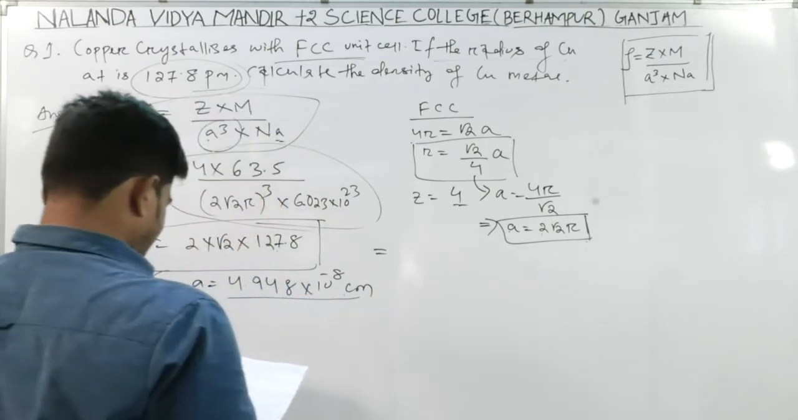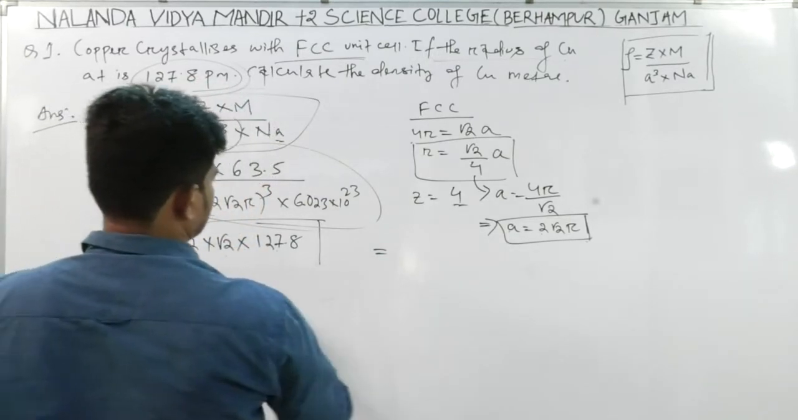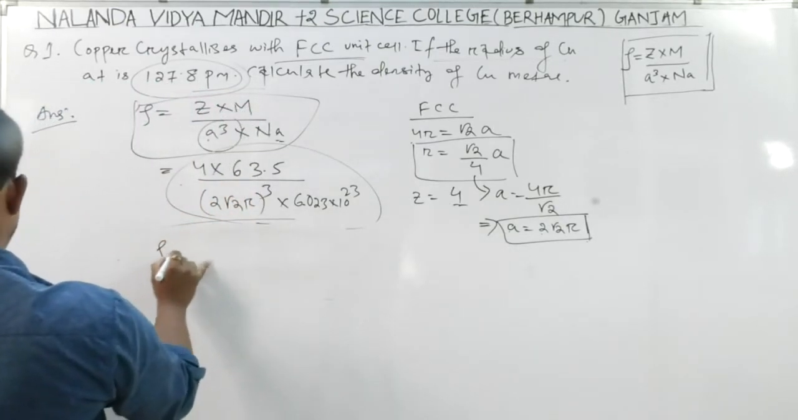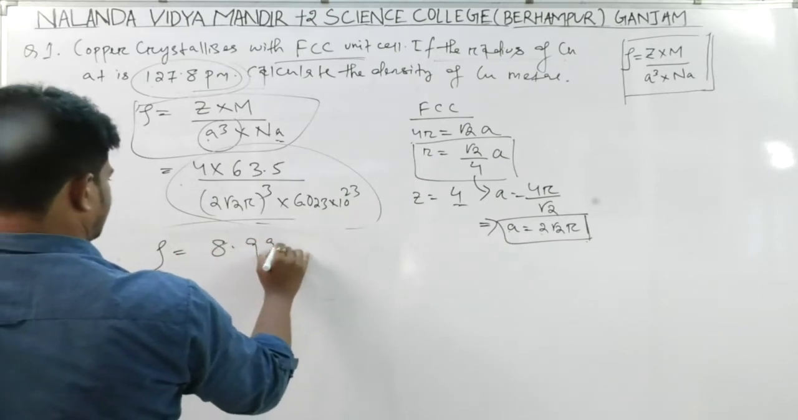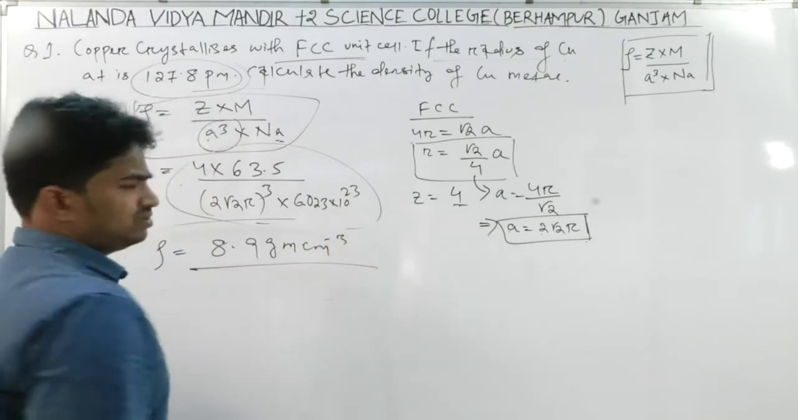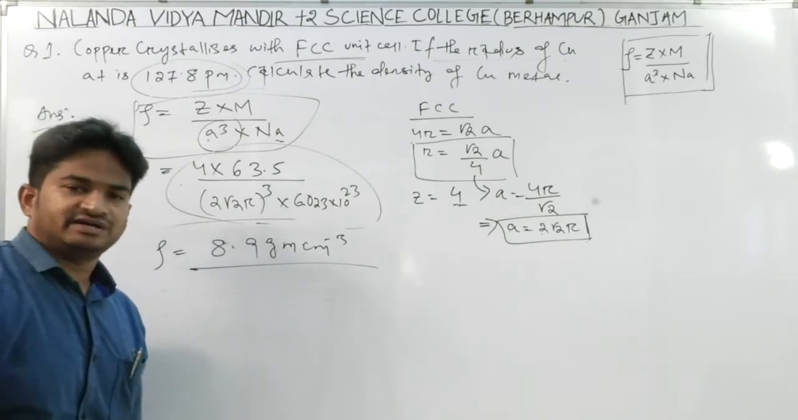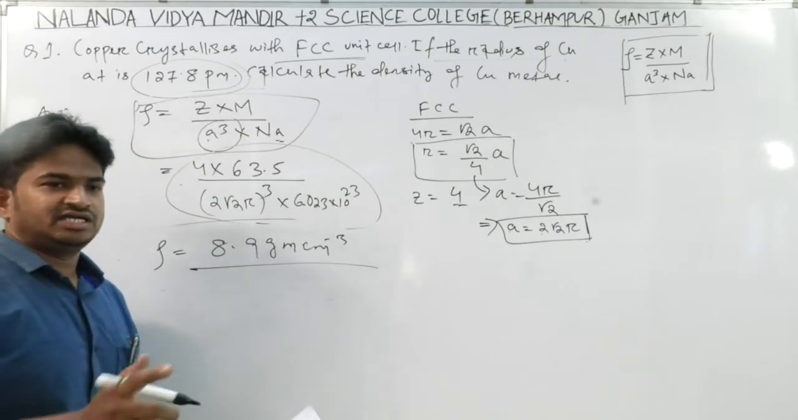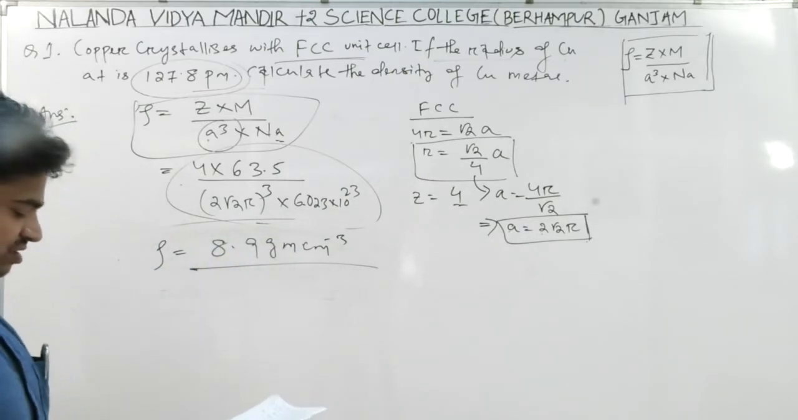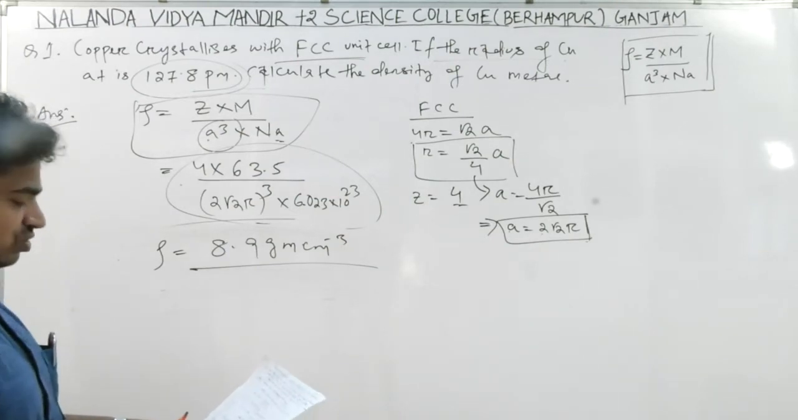By calculating all this, we will get the answer: the density will be 8.9 gram per cm cube. If we calculate it here, it will take a long time. That's why I have already calculated. You need to check whether the answer is coming or not. Later on you will do it. Okay, so these are the things which we need to know.